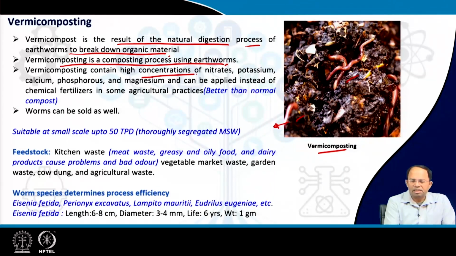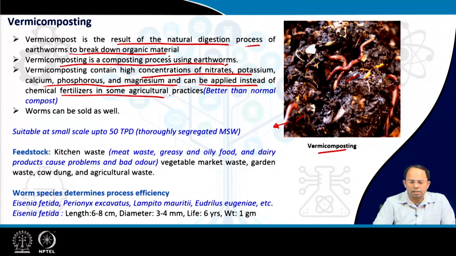This contains high concentration of nitrates, potassium, calcium, phosphorus and magnesium, and can be applied instead of chemical fertilizers in some agricultural practices. So it's definitely better than normal compost, and it's almost comparable to chemical fertilizer because we have much higher concentration of these nutrients. The worms can also be sold. Once the process is over, you can sell the worms as feed for fishes and all this. And this is suitable for scale up to 50 tons per day.